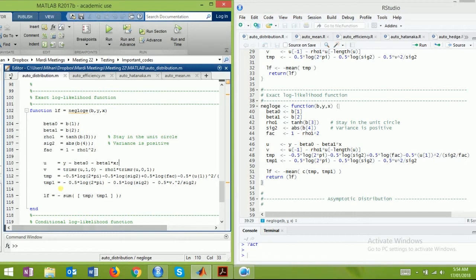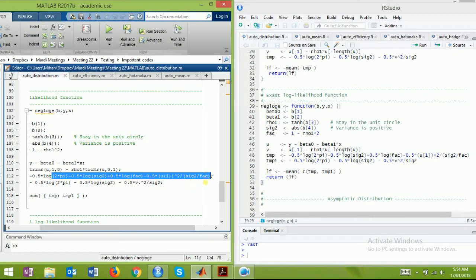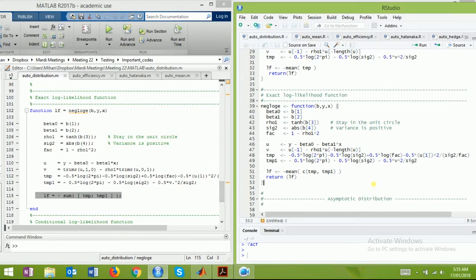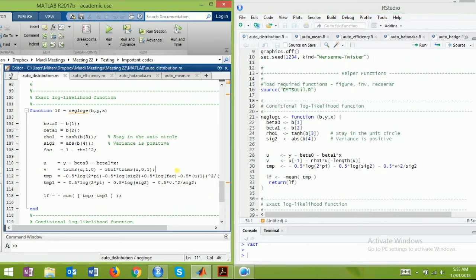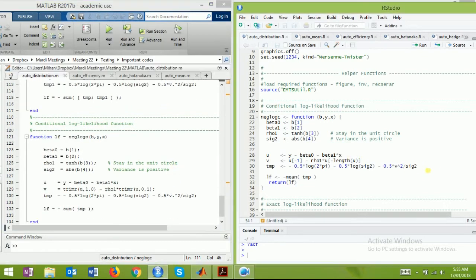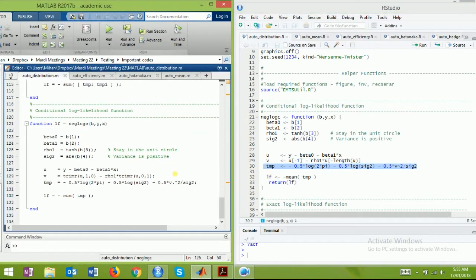So, the log likelihood function at time t. From the previous example, this is exactly the same thing: 1 minus rho square, u square divided by sigma square divided by 1 minus rho square. This is the log likelihood function at time t equals 1. At time t greater than 1, it is v square by sigma square, and the log likelihood function is both together. This is exactly what we did before, the exact log likelihood function. No changes at all. Then the conditional log likelihood function is just the second part.